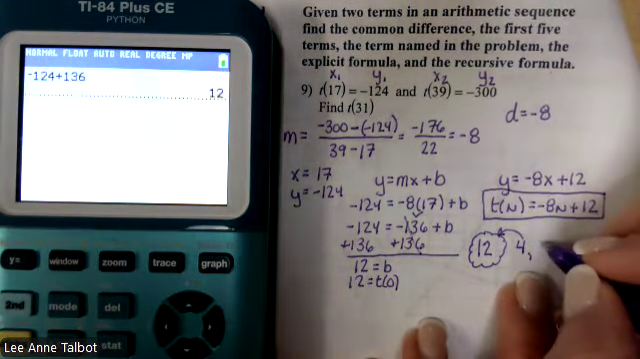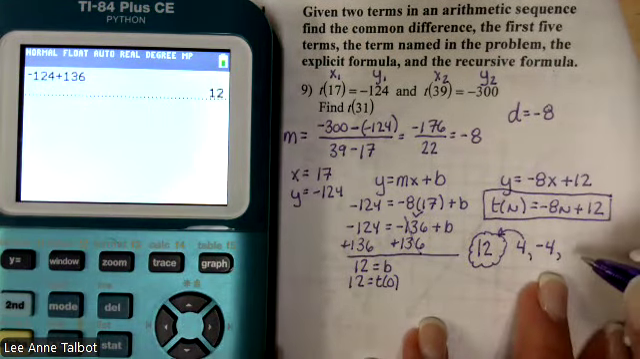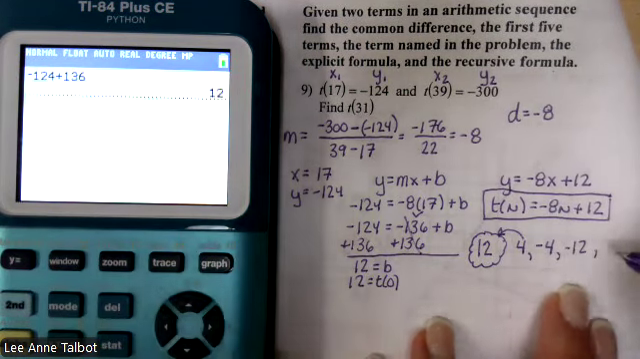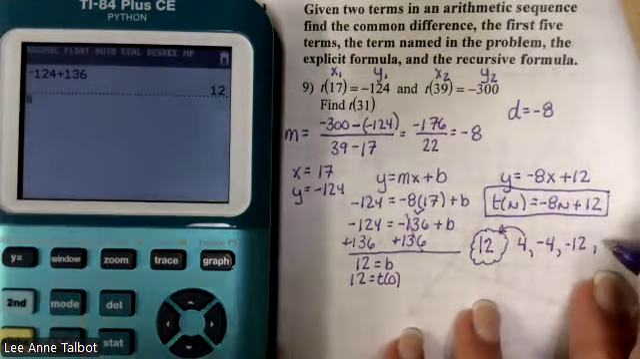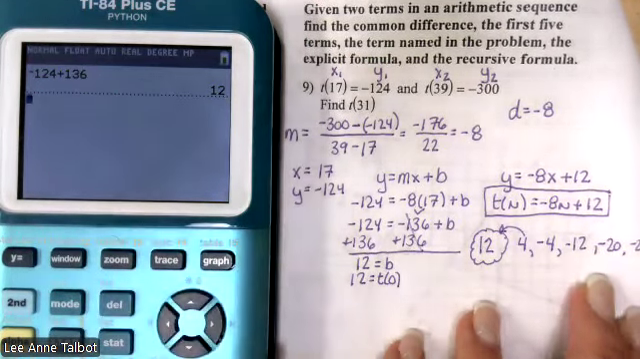And then down 8 would be negative 4. And then down 8 would be negative 12. And then down 8 would be negative 20. And then down 8 would be negative 28.